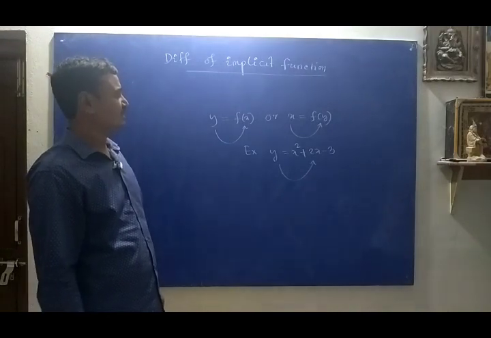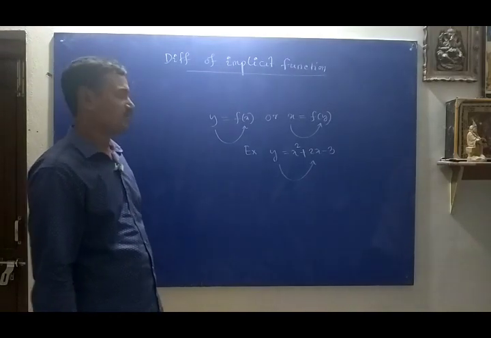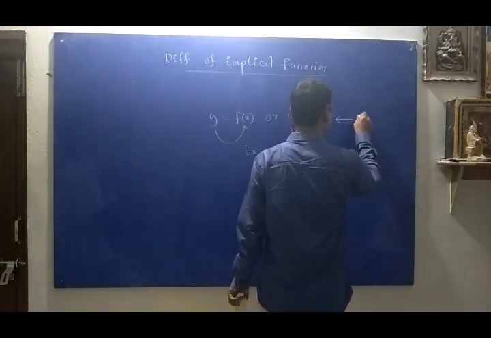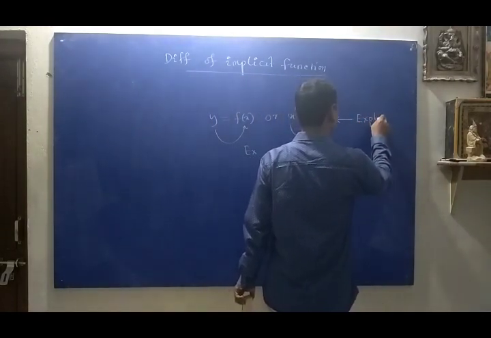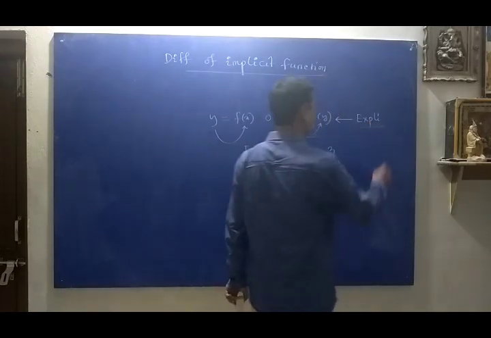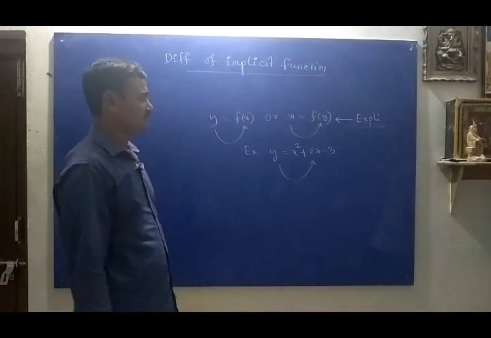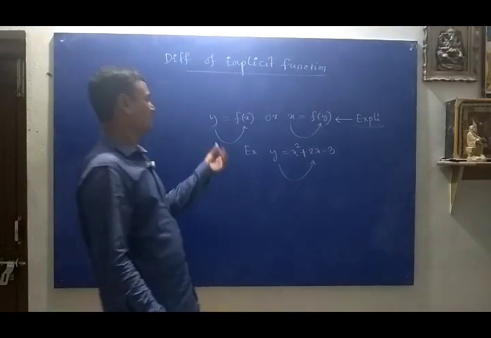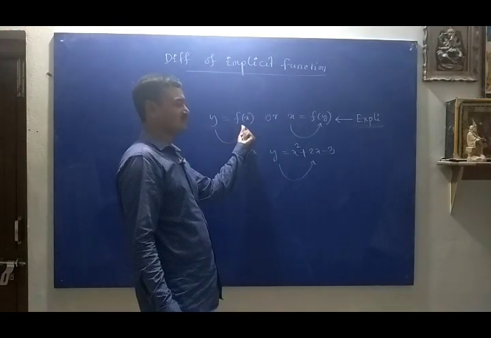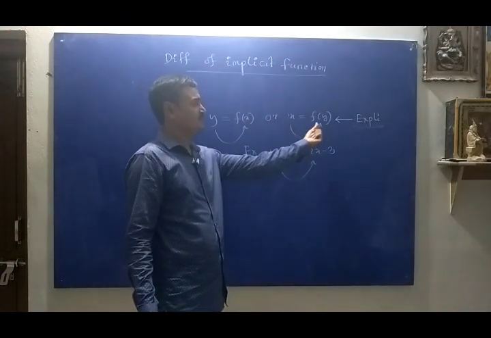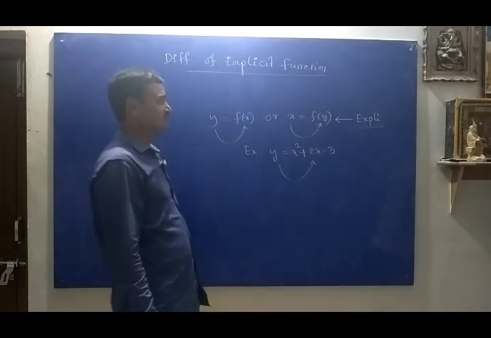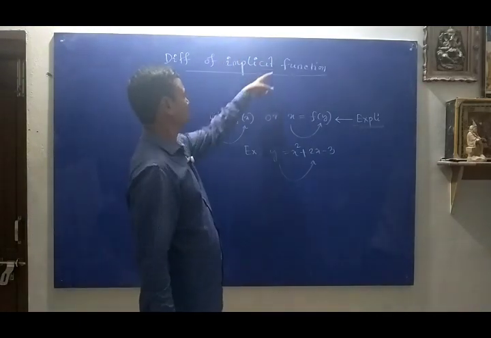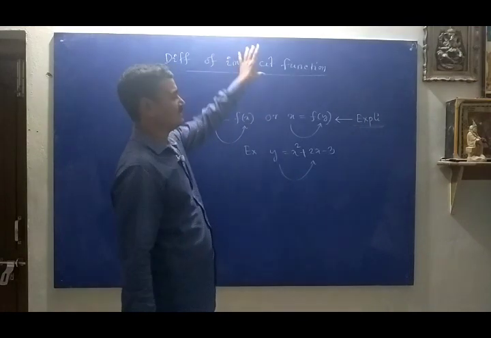So this is called the explicit form. That means y is a function of x, or x is a function of y. This is called the explicit form. So now we will discuss the implicit form.